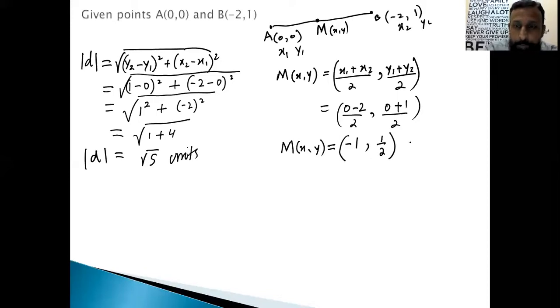All right, dear students. So this is the midpoint. This is the distance. Now, finding the gradient of a line.